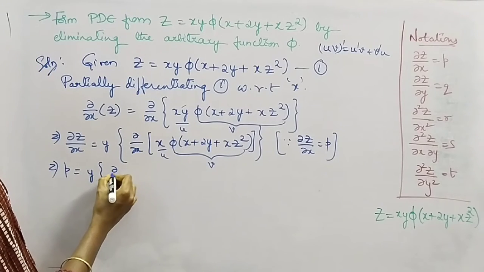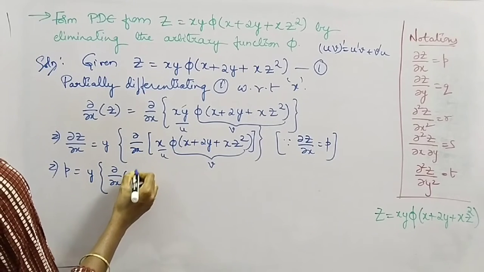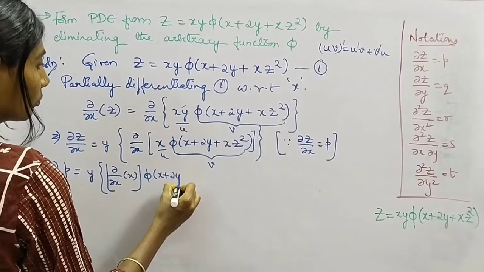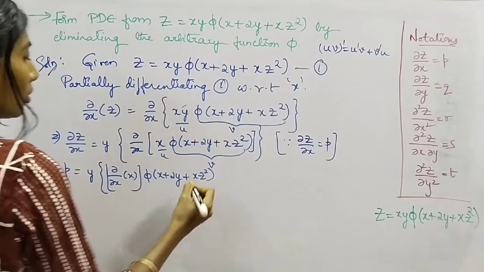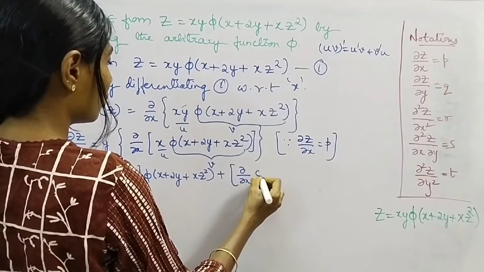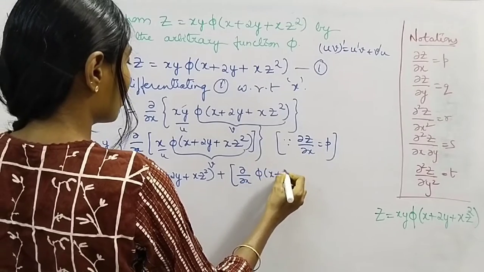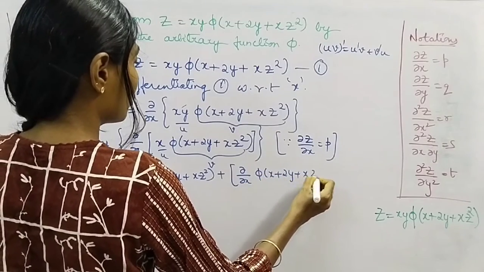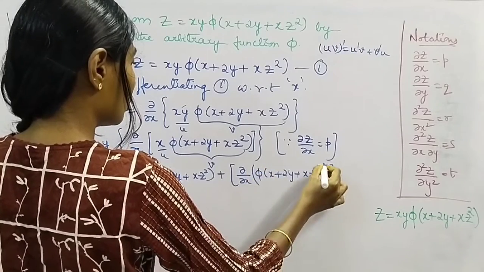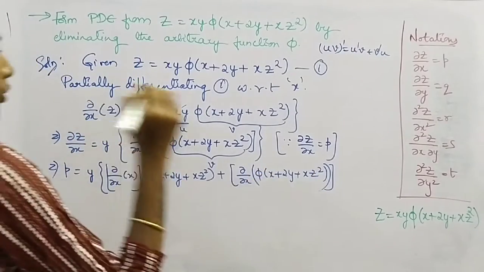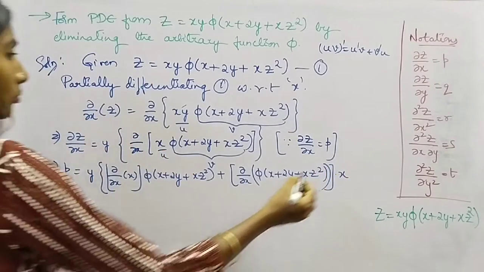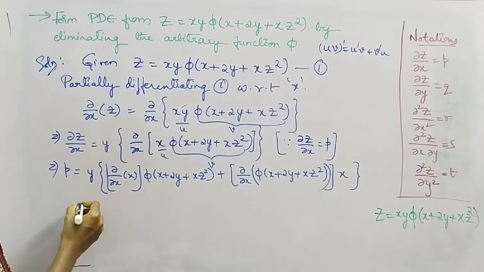uv, the partial derivative of x into phi plus the partial derivative of phi into x, okay?